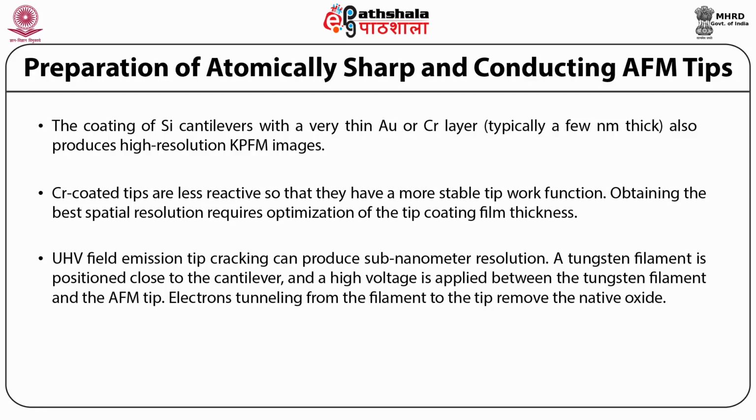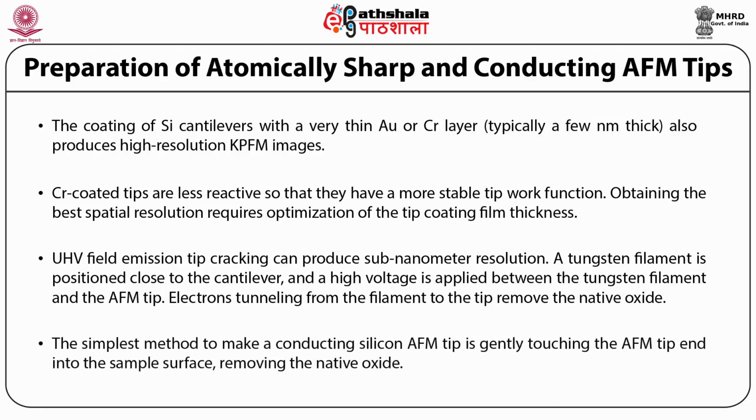A tungsten filament is positioned close to the cantilever and a high voltage is applied between the tungsten filament and the AFM tip. Electrons tunneling from the filament to the tip remove the native oxide. The simplest method to make a conducting silicon AFM tip is gently touching the AFM tip, this tip end, into the sample surface, removing the native oxide.